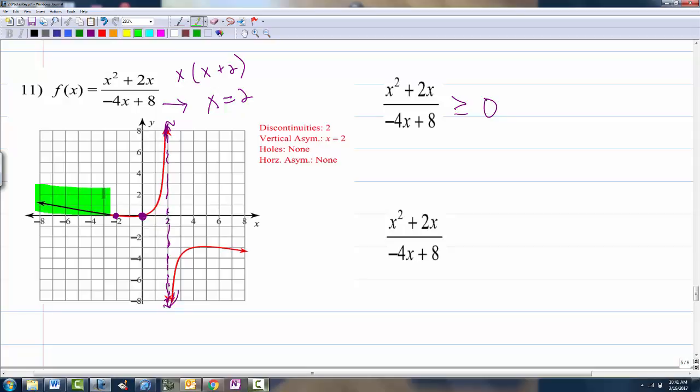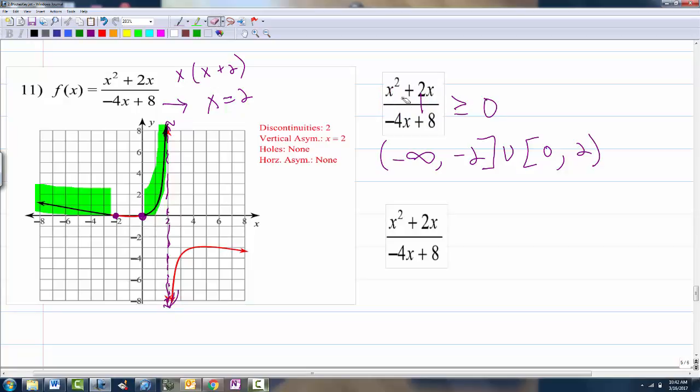All right, so for greater than or equal to 0, these are the intervals. I like these y values, I like these y values, and I don't like that at all. So this is -infinity to -2. What do I put on -2? Brackets. Union that with bracket 0 to 2. What do I put on 2? Parenthesis, because when I plug in 2, that's undefined, and undefined is not greater than or equal to 0.